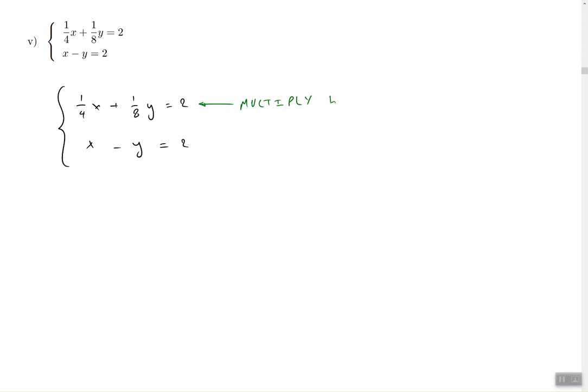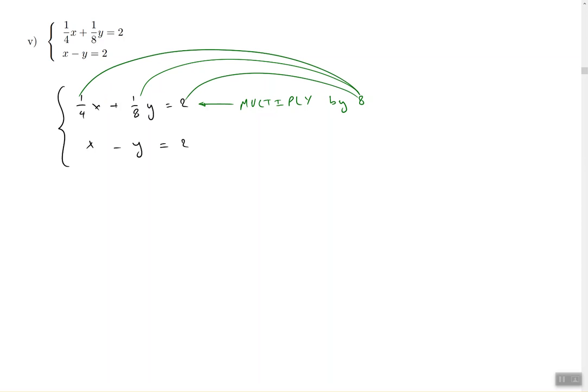The reason why I'm multiplying by 8 is that when I multiply 8 with the 1/8, it's going to be 1 at the end. And then down here, there's a -1, and they're going to be able to cancel each other out. So that's the reason why I'm doing that. And keep in mind, I'm going to multiply the 8 with all of the terms of the first equation.